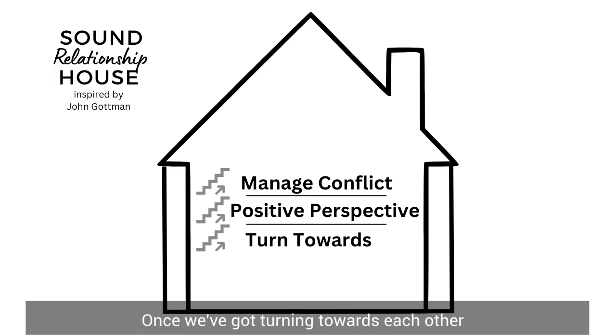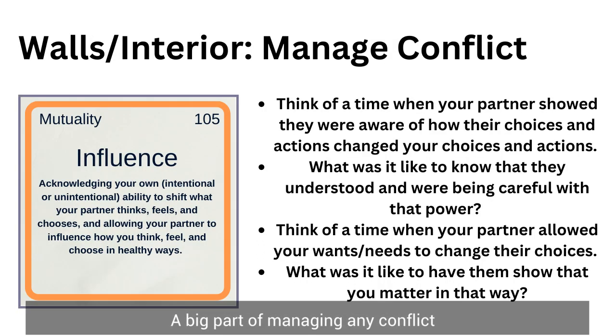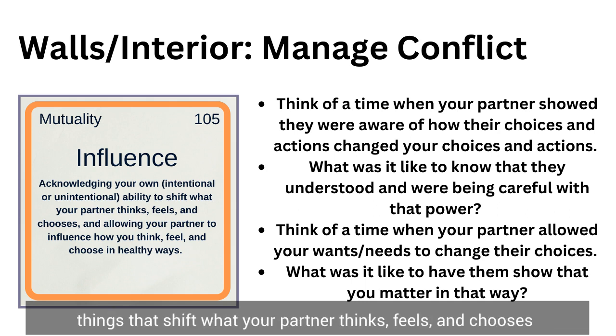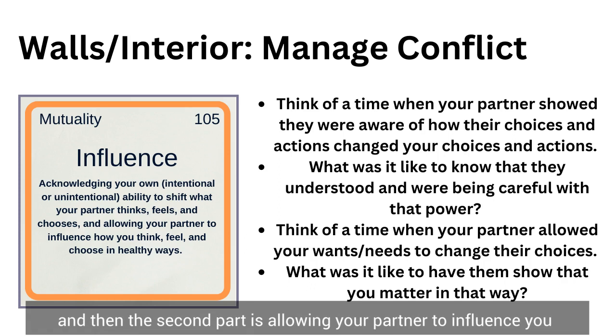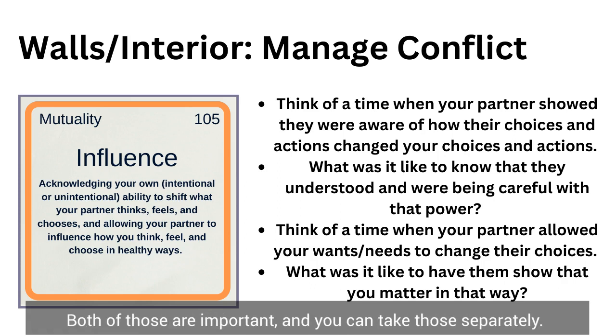Once we've got turning towards each other and keeping a positive perspective down, we can start managing conflict, which is really just being skillful about how we disagree with each other and work out problems. A big part of managing any conflict is being aware of how we influence each other. So, the first step is acknowledging your own influence when you do things that shift what your partner thinks, feels, and chooses. And then the second part is allowing your partner to influence you and shift how you think, feel, and behave. So, both of those are important, and you can take those separately.